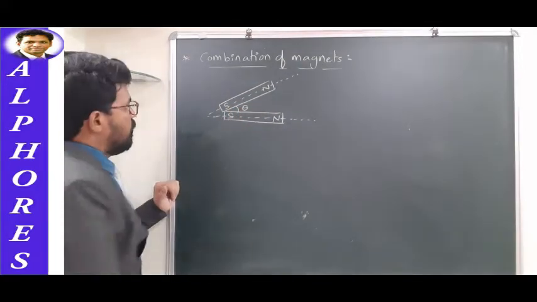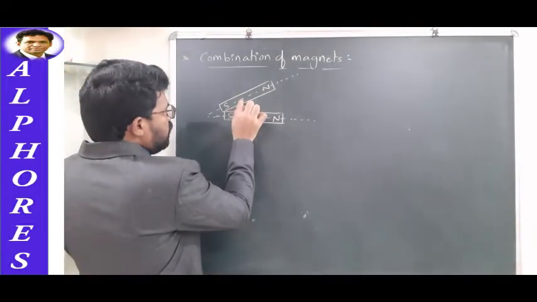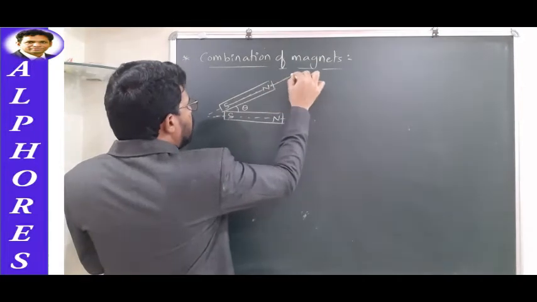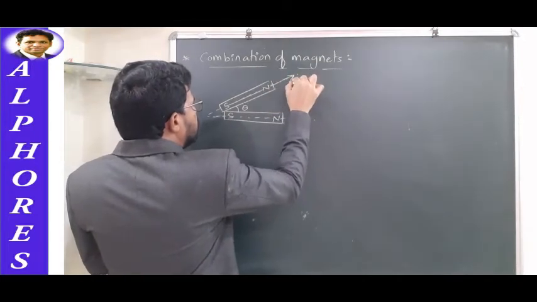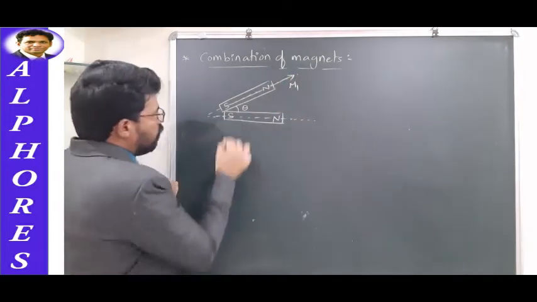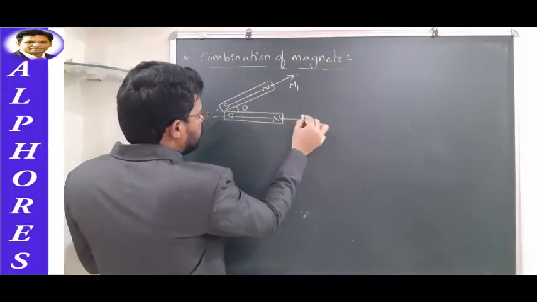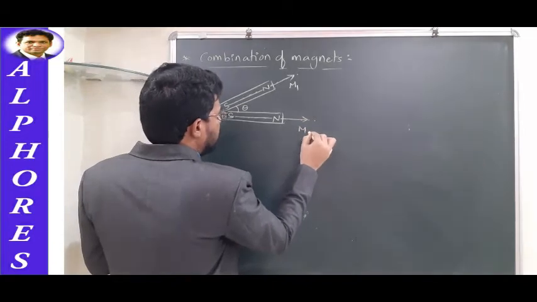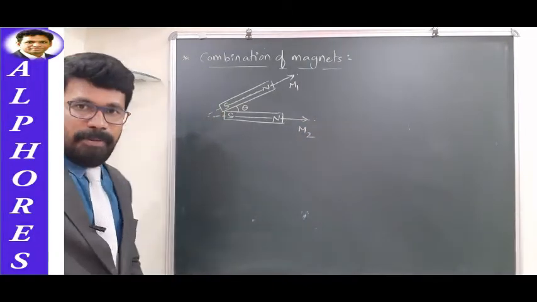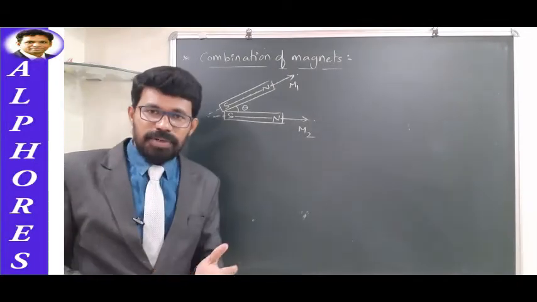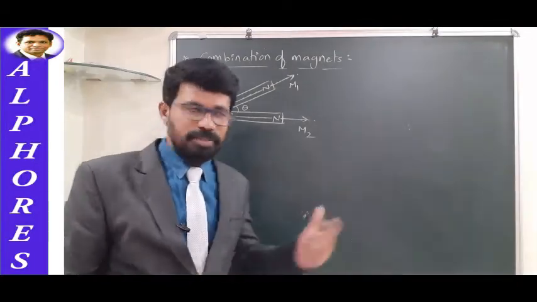Whatever magnetic moment is there for this magnet, it will be along this direction, and I will take it as M1. The magnetic moment of the other magnet will be from south to north along this direction, and I will take it as M2. The angle between M1 and M2 is theta. So how can we find the resultant magnetic moment?